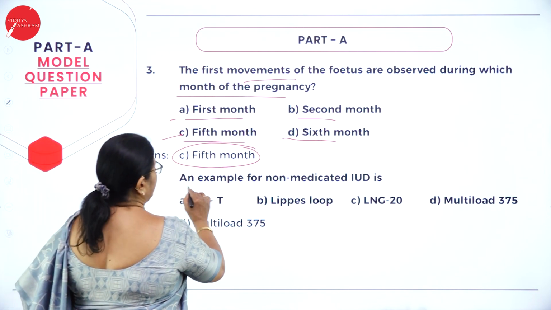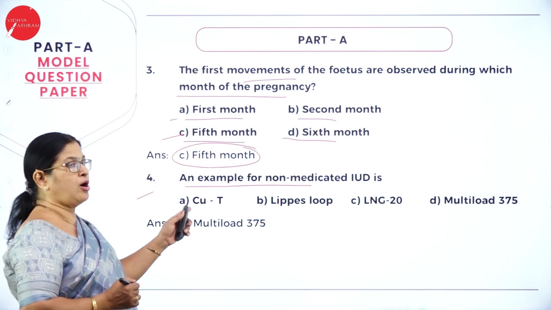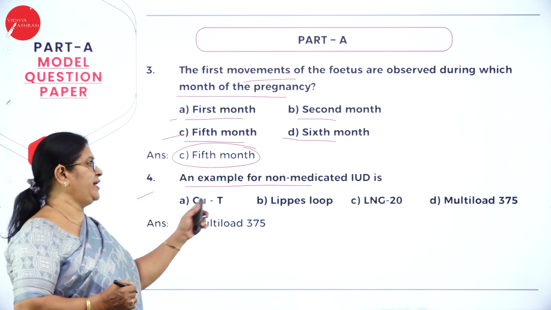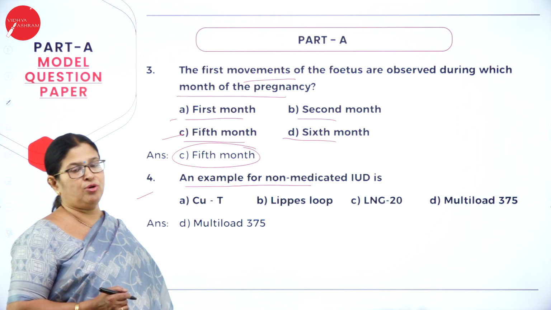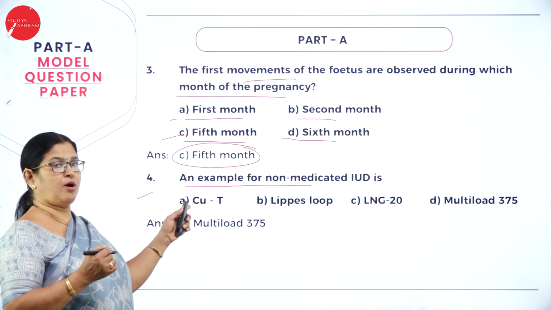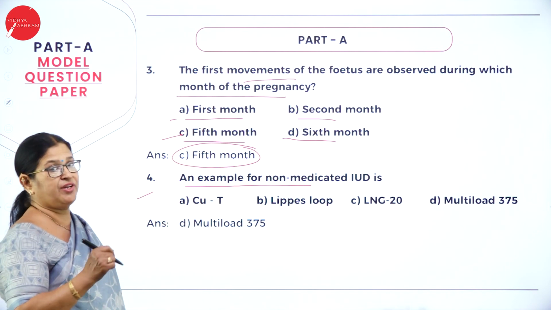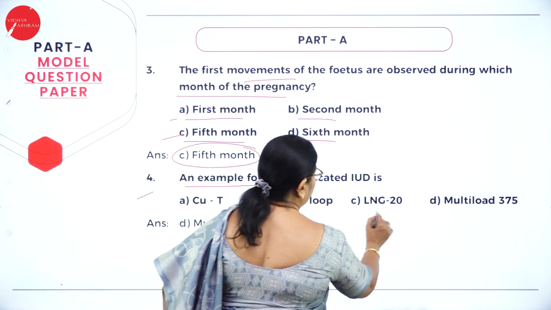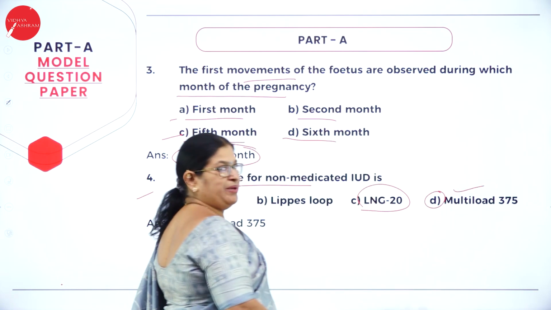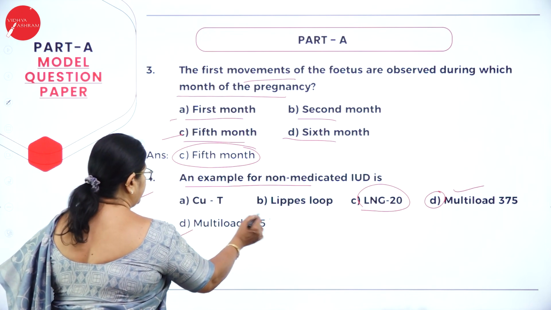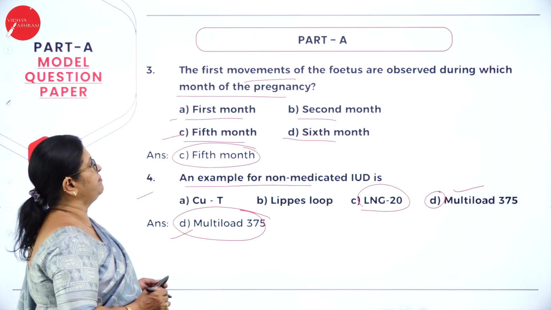Then 4. An example for non-medicated IUD, intrauterine device, is: option A, copper T; option B, lippes loop; option C, LNG20; option D, multi-load 375. The copper T is copper releasing, lippes loop is non-medicated, but the right answer, when you are able to understand, this is hormone releasing IUD, multi-load 375 will be the answer. So option D, that is the multi-load 375, is the answer.